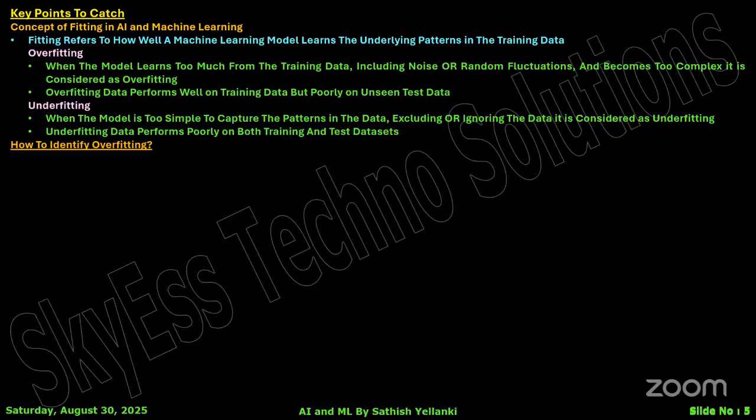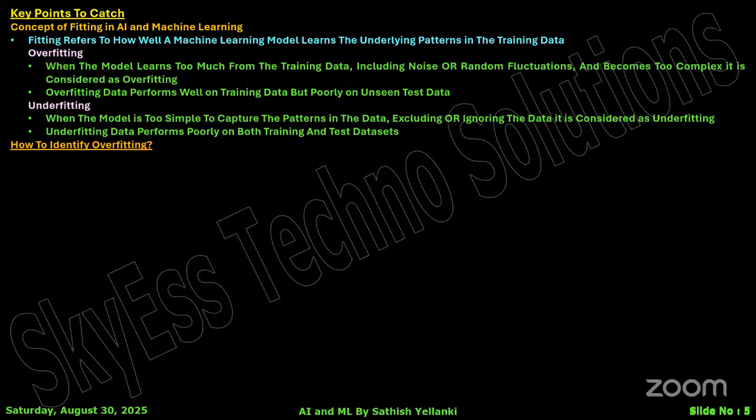You will hear many times in the market: our company's artificial intelligence and ML projects are working very fine with great accuracy when we are working on POC, proof of concepts. But when we put them into implementation, they are failing. Either they are failing because of overfitting or they are failing because of underfitting. That's all. There are only two aspects here. Am I clear?